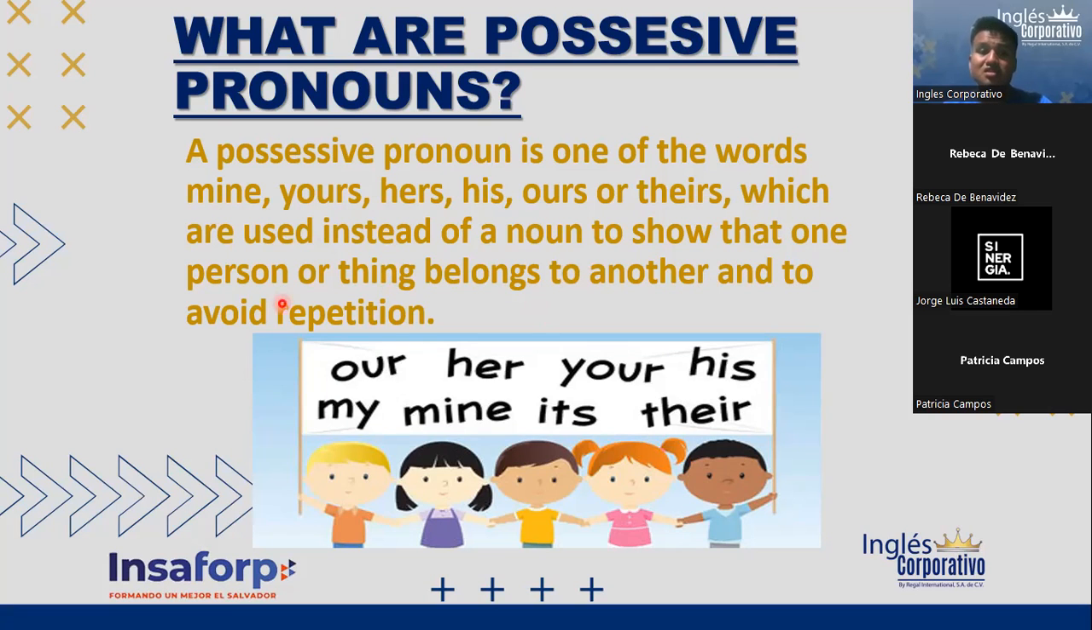So what does it mean? ¿Qué significa? Que los possessive pronouns, los vamos a utilizar para evitar repetir, to avoid repetition, evitar repetición. So that's going to be pretty much the main characteristic of possessive pronouns. But as you can see, they are pretty similar. Se parecen mucho a los que vimos anteriormente, que eran possessive adjectives.